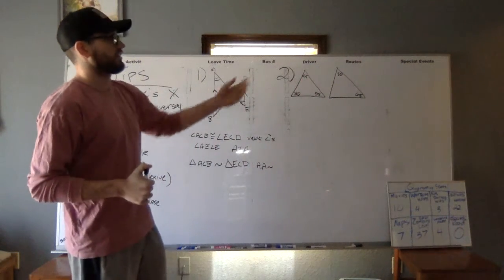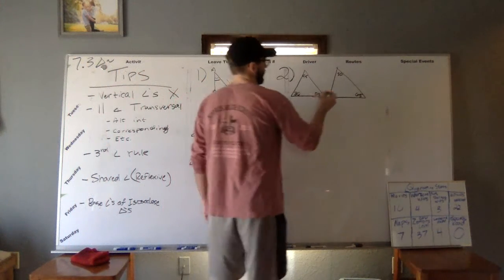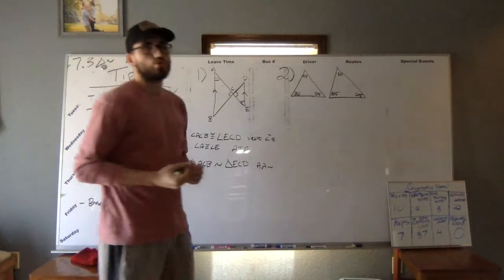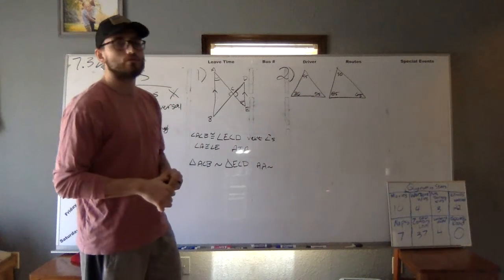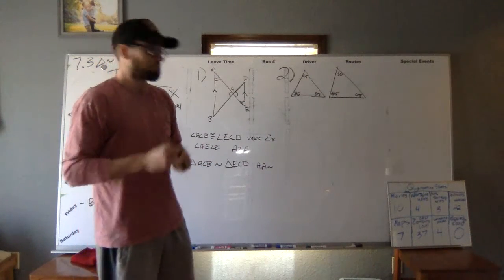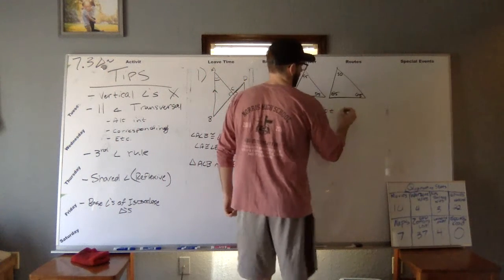Okay? So now I need to make sure that these won't match up. 30 and 65 is 95, so that means I have 85. Ooh. Turns out, I did find all the information. There is nothing else I can find. I can go ahead and state these are not similar.